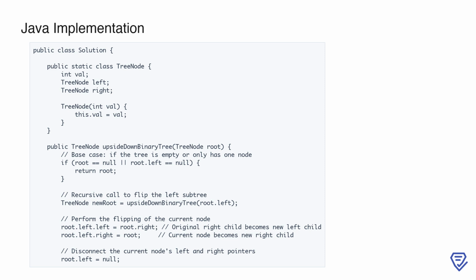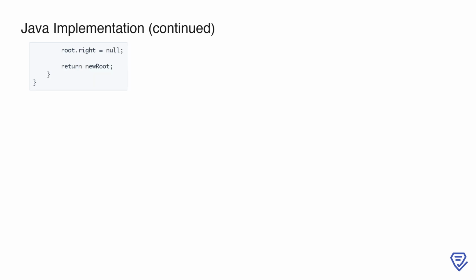After obtaining this new root, we begin flipping the current node. The original right child of the current node is reassigned to become the left child of its left subtree, and the current node itself is moved to become the right child. We then disconnect the current node from its left and right children by setting both pointers to null, ensuring the original structure is broken and no longer interferes with the flip tree.